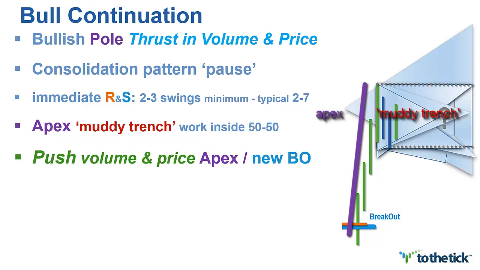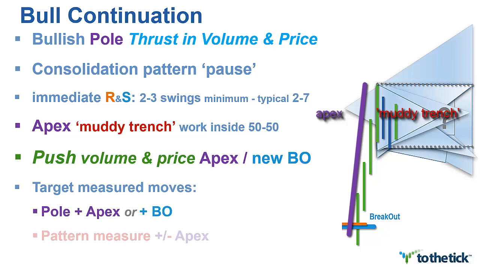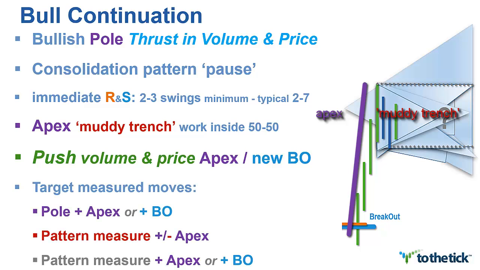The push in volume and price, again, a surge is what we're looking for. We want it to come from the apex and or that new breakout, and we get to target measured moves, and we've gone over all those measured moves, but basically the pole gives you your first one. The pattern measure itself gives you some play inside the pattern if it's wide enough, big enough, and the bigger picture pattern gives you the final targets for you to use from the apex and or from that breakout.